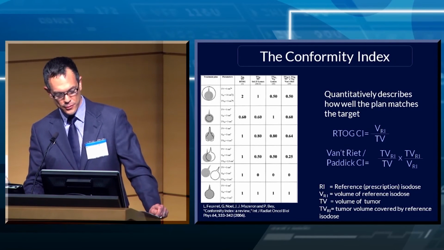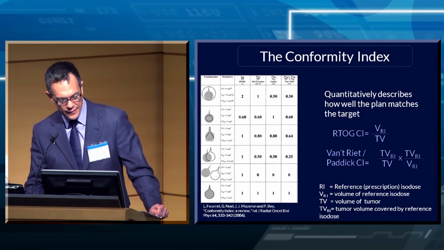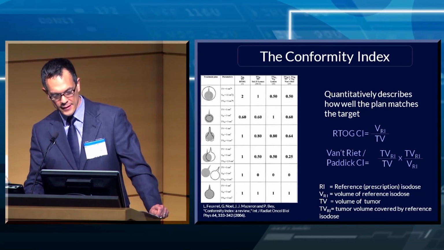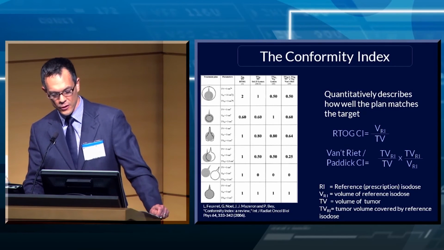And so one is a perfect number, and here on this side, you can see different indices people have come up with, and in different situations, what number you would get. One problem with the RTOG index is that you can actually get a perfect score without actually hitting the target, which is what the Paddock conformity index tries to rectify.